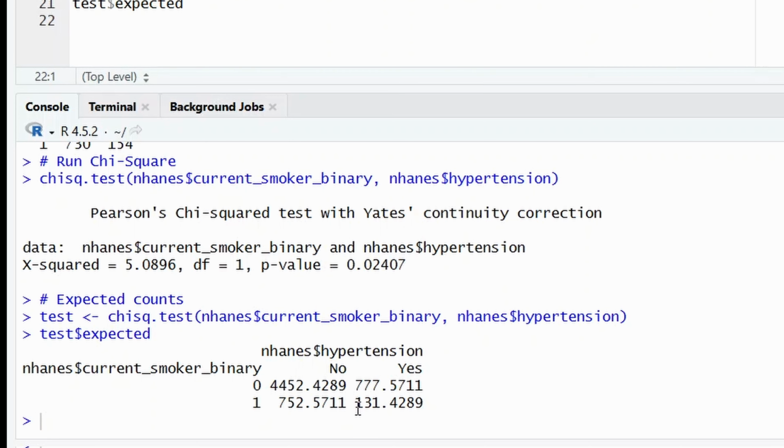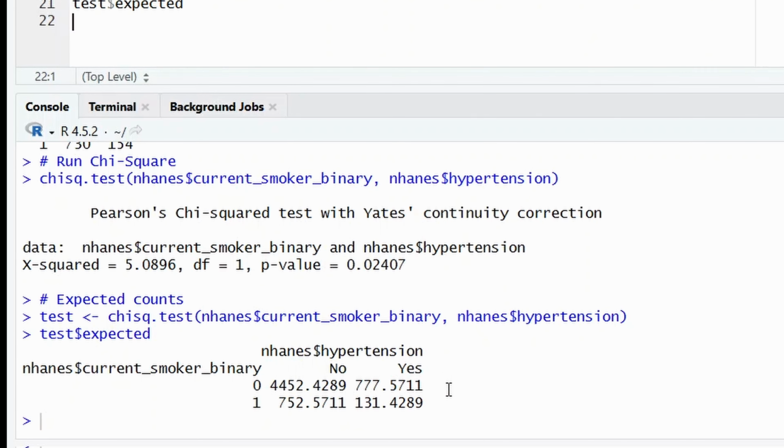Here are the expected values. For non-smokers expected to have no hypertension, about 4,452. Expected to have hypertension, about 778. For smokers expected to have no hypertension, about 753. Expected to have hypertension, about 131.